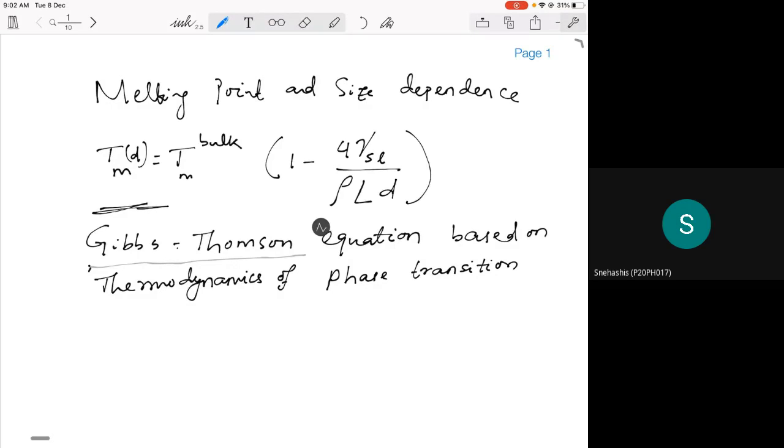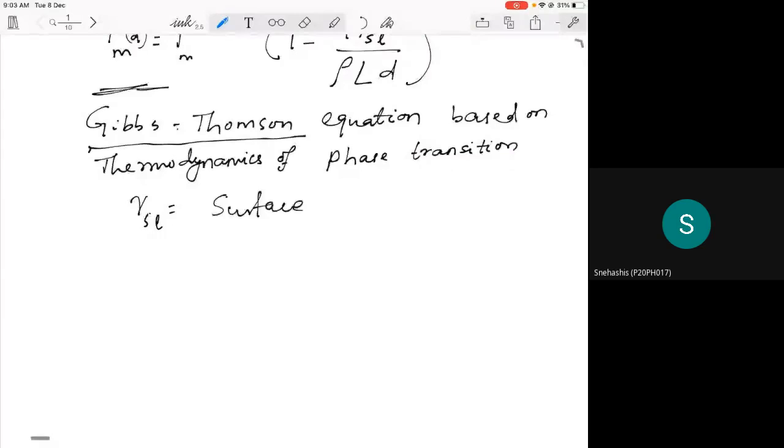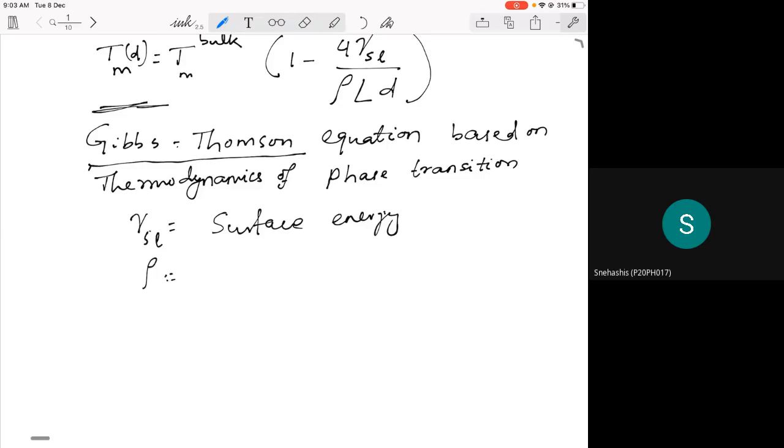And it is based on phase transition. So when you look at the terms here, Tm stands for the melting point, then Tm bulk is the melting point of the bulk material, and gamma SL is your surface energy. When you are melting something, you are transforming from a solid to a liquid state. That means you create new interfaces between your solid and liquid, and that gives you this additional surface energy. And then rho is of course your density.